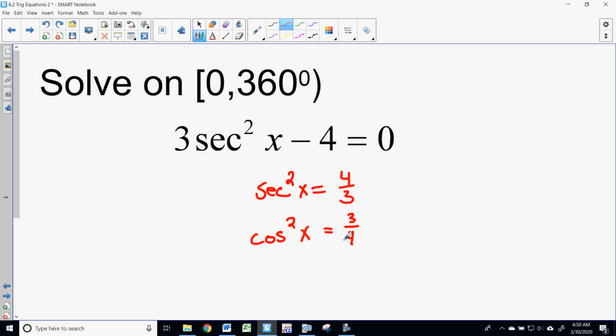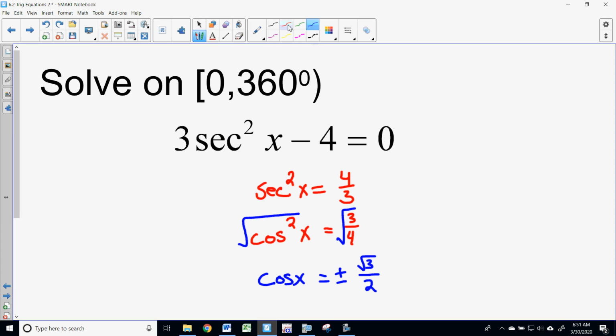Now remember, every answer we get is always going to be something on our unit circle. So the last step is I'm going to take the square root of both sides. And the square root of 3 is just the square root of 3. The square root of 4 on the bottom is 2. And then remember, and here's the step that people always forget: when you take the square root of both sides of an equation, you need plus or minus. So we now end up with cosine of x equals plus or minus square root of 3 over 2.